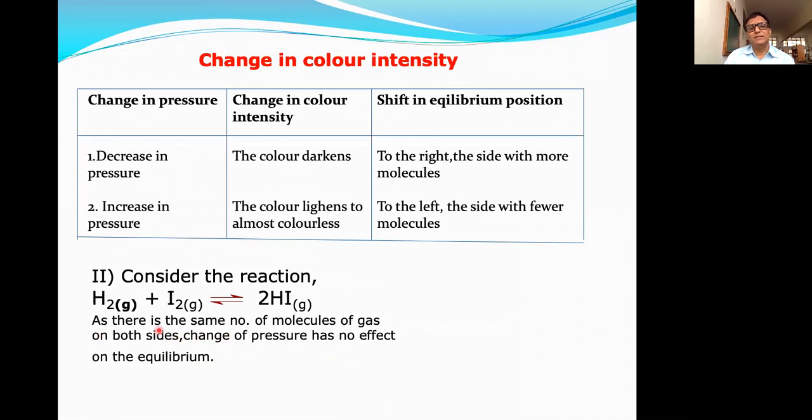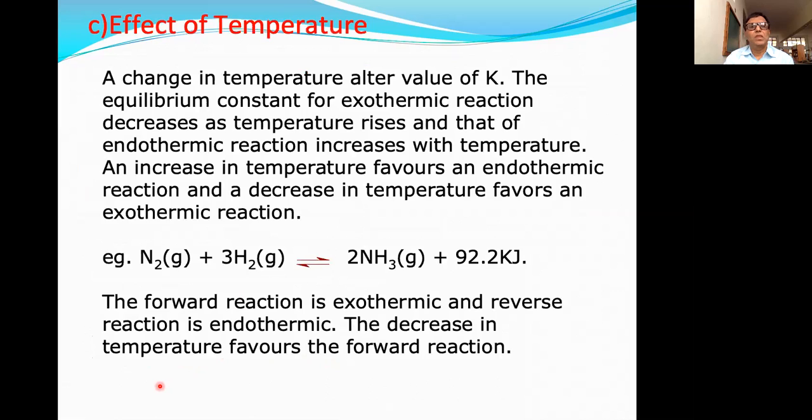That is, there is the same number of molecules of gas on both sides of the reaction. So you can say that a change of pressure has no effect on the equilibrium. Next, we will discuss the effect of temperature on the equilibrium. A change of temperature alters the value of equilibrium constant, K.